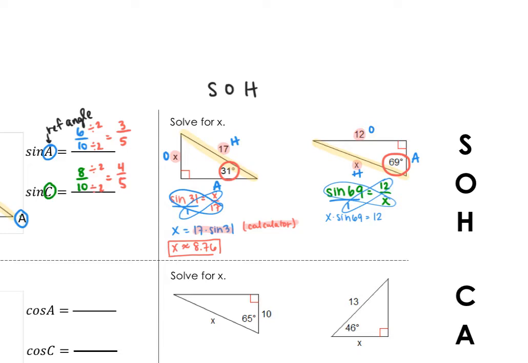So if you notice, after you cross multiply here, your variable is not by itself. When we cross multiplied on the previous problem, x was by itself. In this one, we don't have x by itself yet. So to get x by itself, we have to get rid of the sine of 69. And remember, that's basically just a number. So we're going to divide both sides by sine of 69. Okay, that gets rid of that. So now we have x by itself, and the part that we're going to put in the calculator is this part right here.